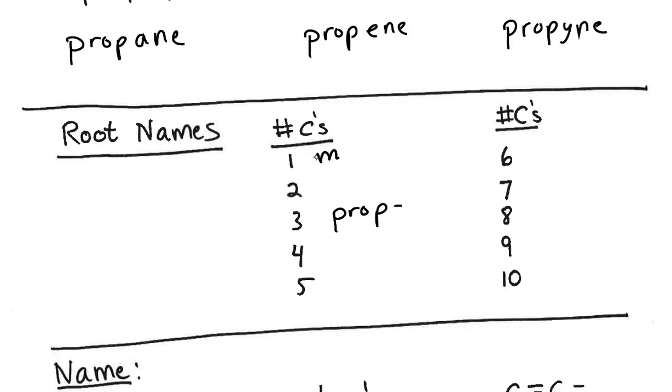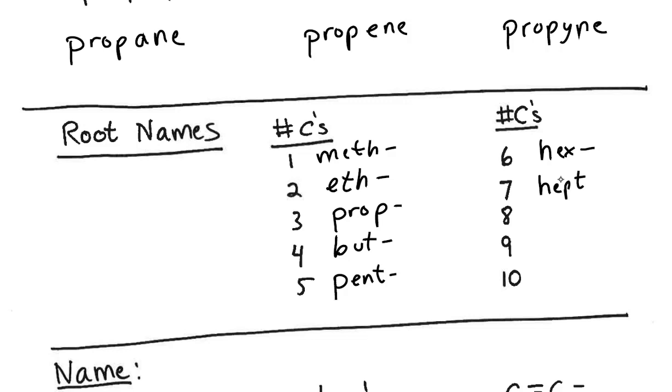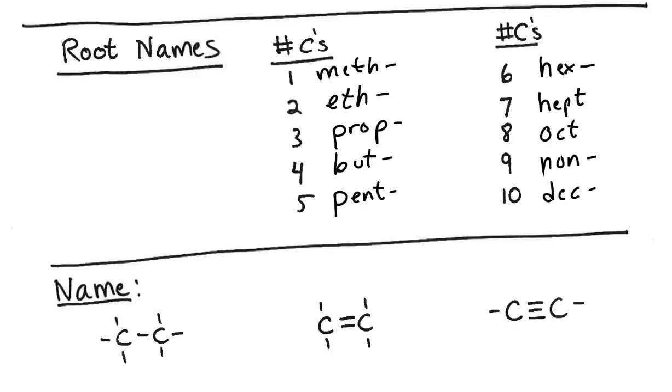All right, but for 1 carbon, that's meth. 2 carbons is eth. 3 is prop. 4 is but. 5 is pent, like the pentagon. 6 is hex, like a hexagon. 7 is hept. 8 is oct. 9 is non, N-O-N, not non, but known. And 10 is dec, like decade. All right, so those are the root names.